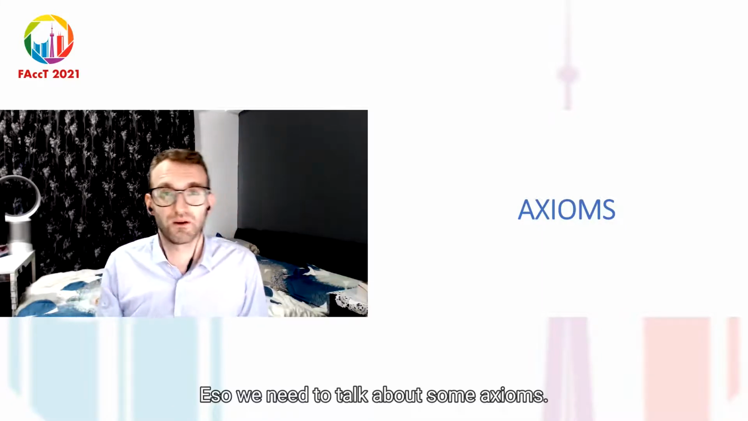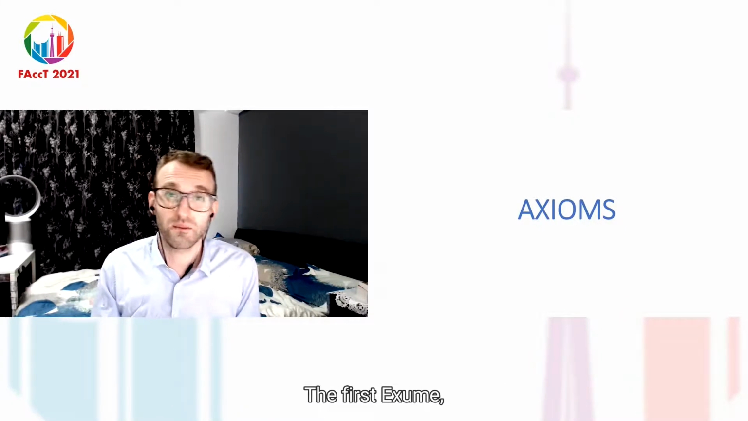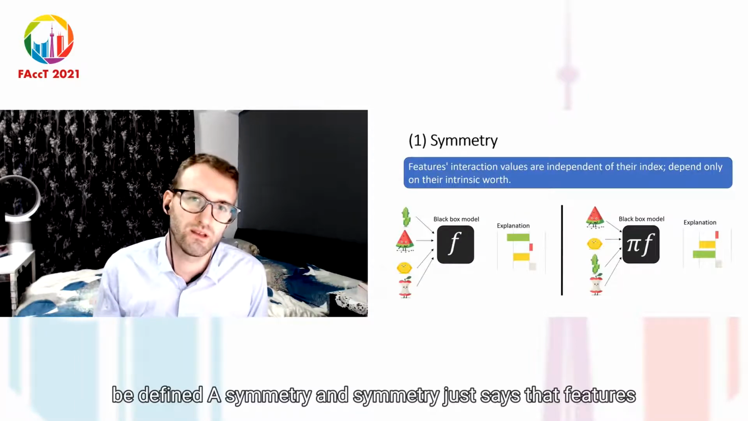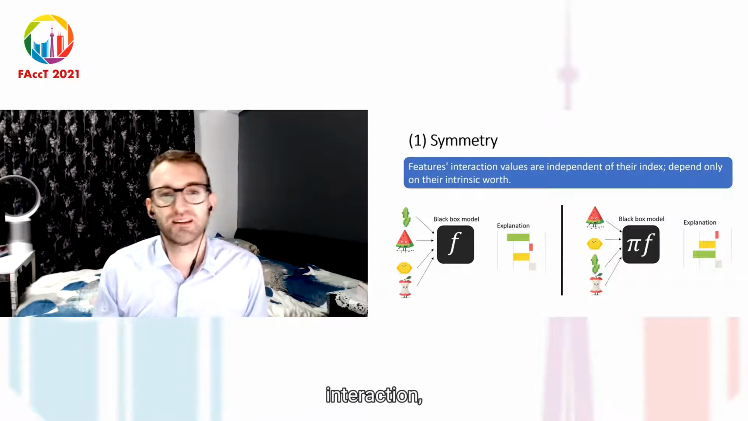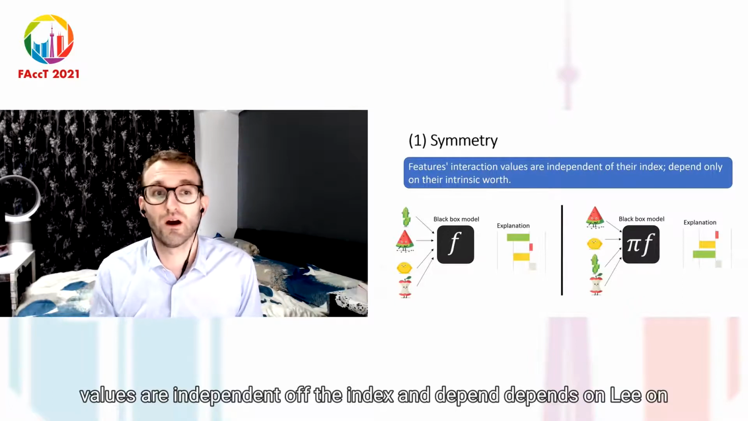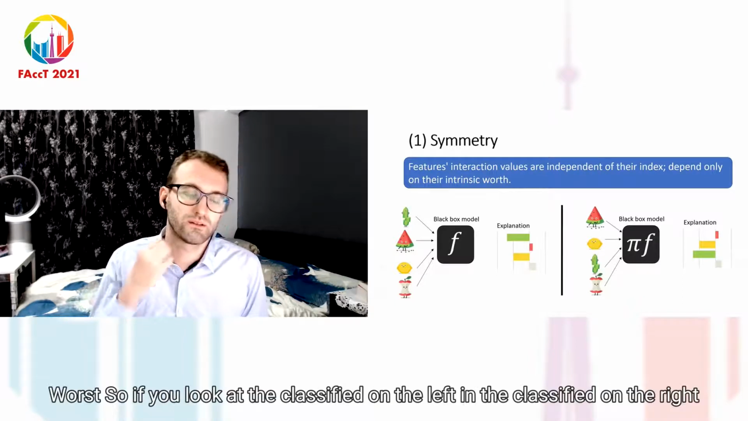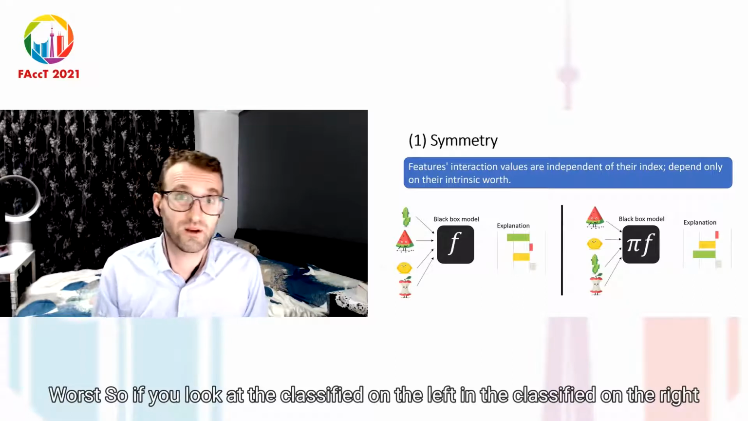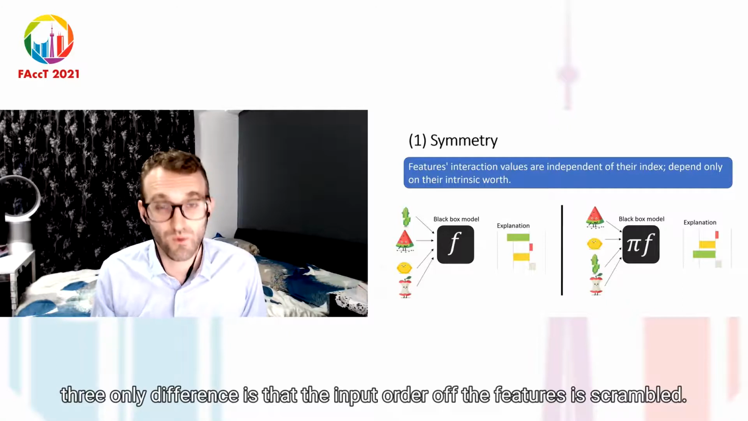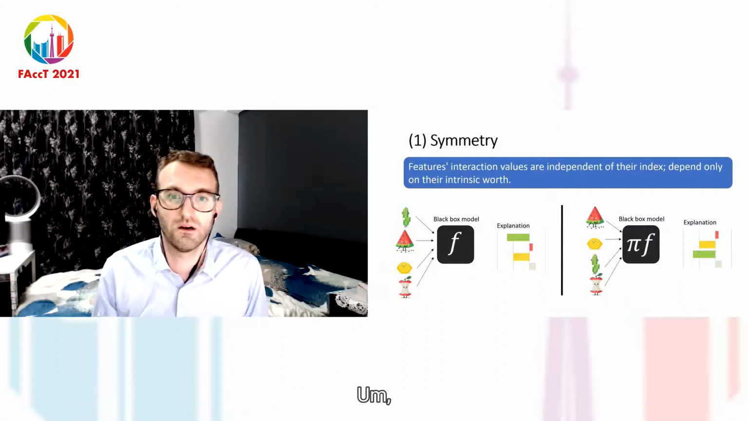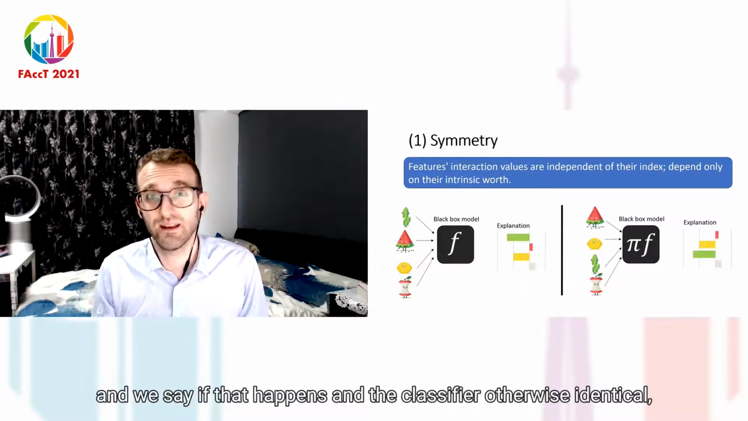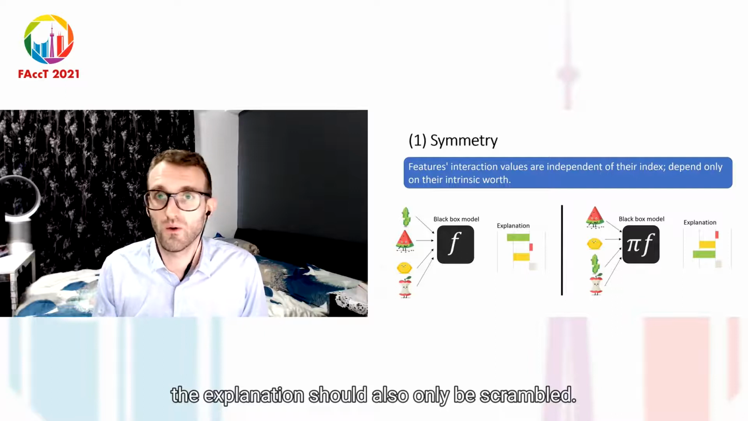So we need to talk about some axioms. The first axiom we defined is symmetry. And symmetry just says that features' interaction values are independent of the index and depend only on their intrinsic worth. So if you look at the classifier on the left and the classifier on the right here, the only difference is that the input order of the features is scrambled. And we say if that happens and the classifiers are otherwise identical, the explanation should also only be scrambled.